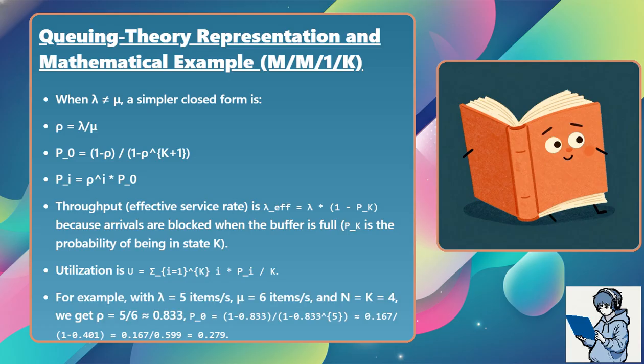For example, with lambda equals 5 items per second, mu equals 6 items per second, and n equals K equals 4, we get rho equals 5 over 6, approximately 0.833. P_0 equals (1 minus 0.833) divided by (1 minus 0.833 to the power of 5), approximately 0.167 over (1 minus 0.401), approximately 0.167 over 0.599, approximately 0.279.